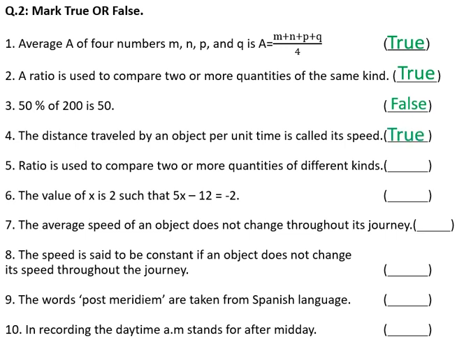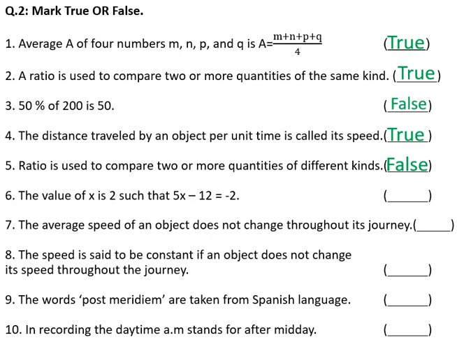Number 5: ratio is used to compare two or more quantities of different kinds. Students, also you have to look at number 2. There it was: ratio is used to compare two or more quantities of the same kind. That statement was true, but here again it is written that ratio is used to compare two or more quantities of different kinds. So this is not the definition of ratio, this is the definition of rate. That's why this number 5 statement is false.